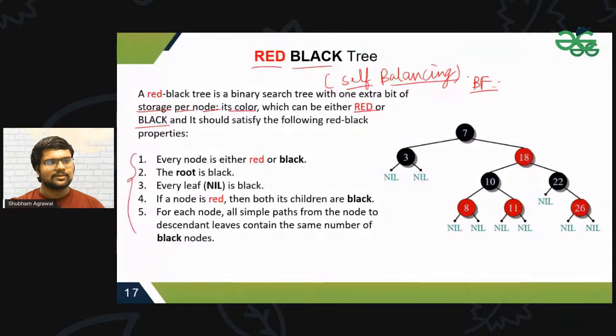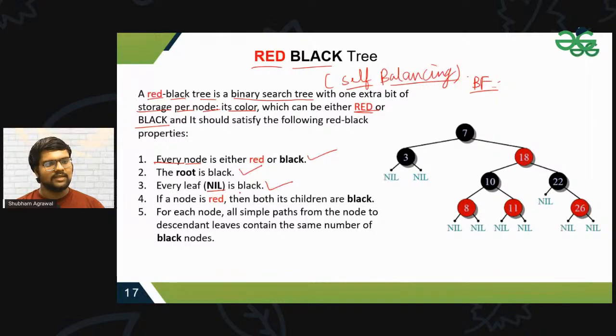A red black tree is a binary search tree where each node has a color, either red or black, and the following properties should be satisfied. So let's see the properties. The first property is every node is either red or black. Second, the root is always black, and the leaf nodes, which are nil or null, will be black. So root and leaf nodes will be black.